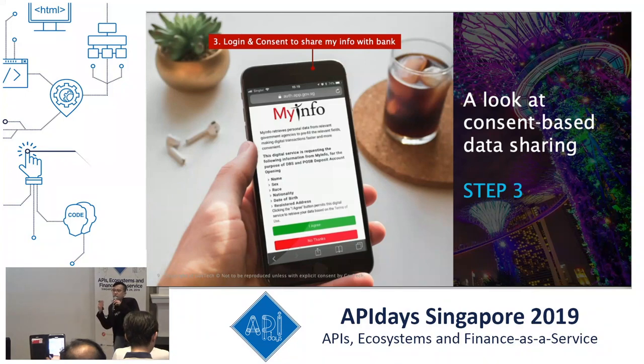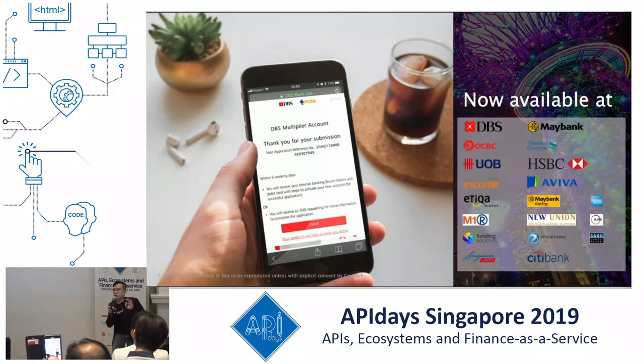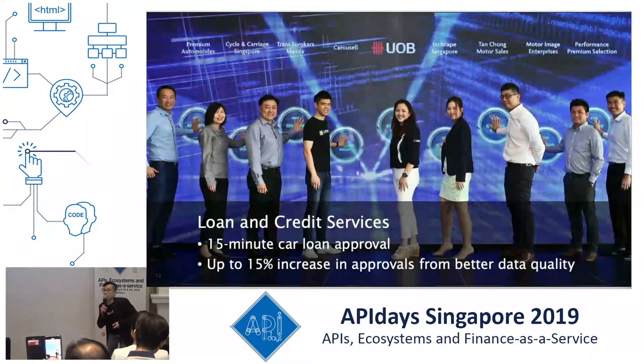And then after successful login, you'll be presented with a consent page saying, DBS wants your data to open a bank account for you. Do you consent or not? So you say, I agree, and the data flows to DBS on the back end, and your application is successfully submitted.